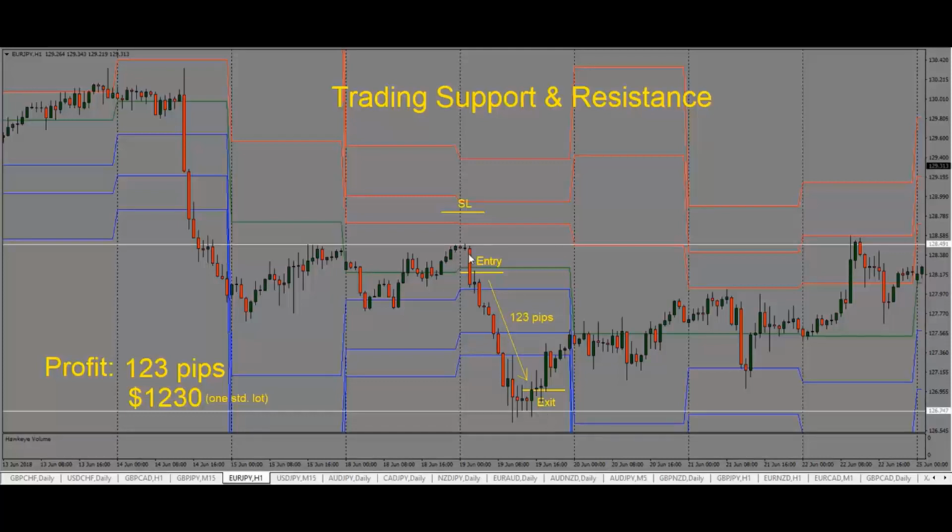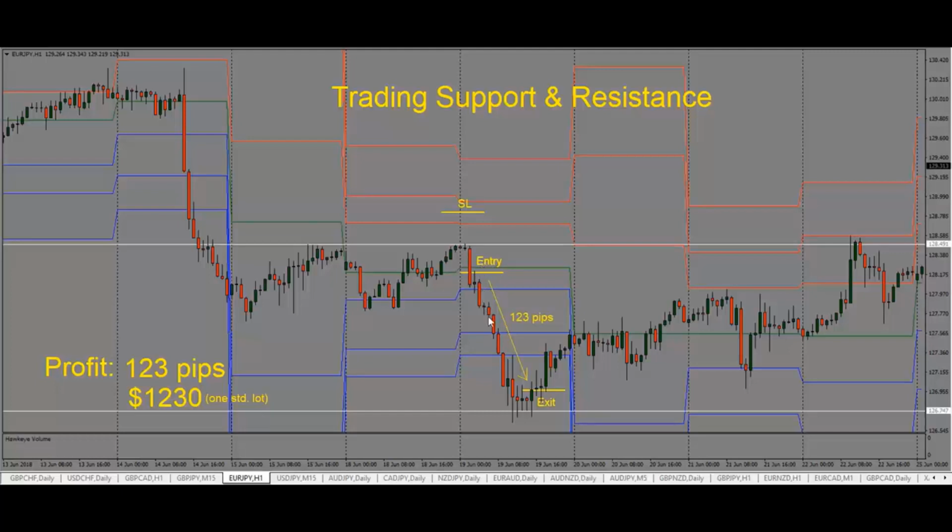So just to recap here, all we're looking for is trading simple support and resistance. We look for an area where price is struggling with. In this case, price has trouble going above this level. So we wait for this candle close here. This is a bearish engulfing candle close. So we look for a bit of a pullback and we enter our trade short.